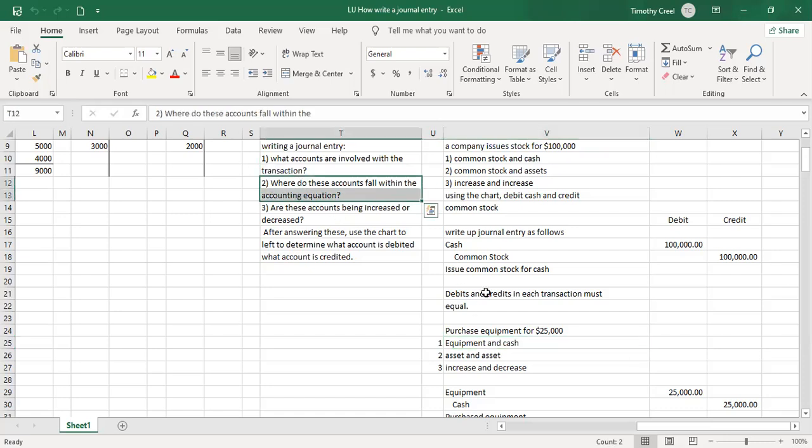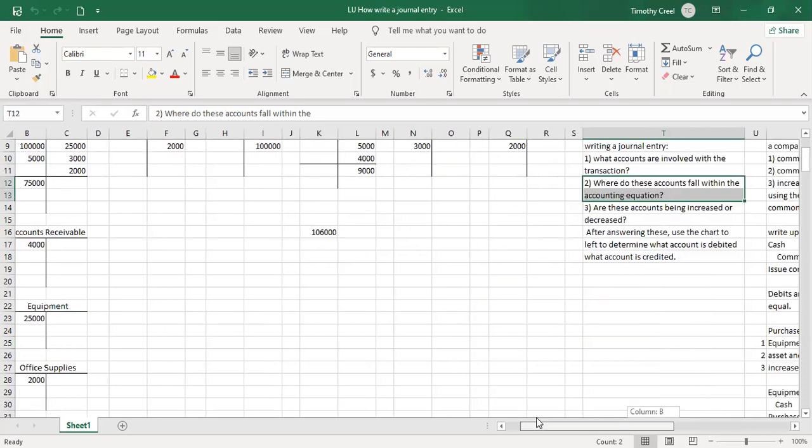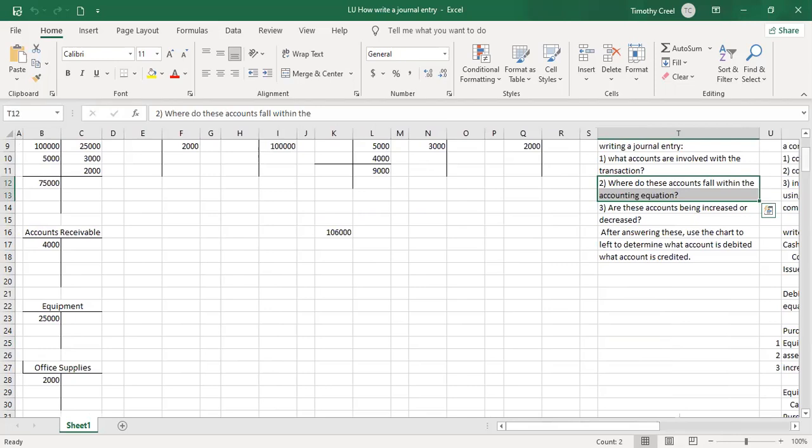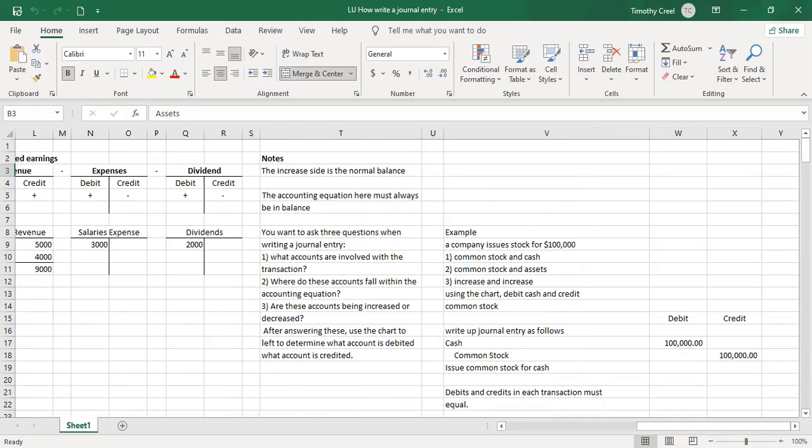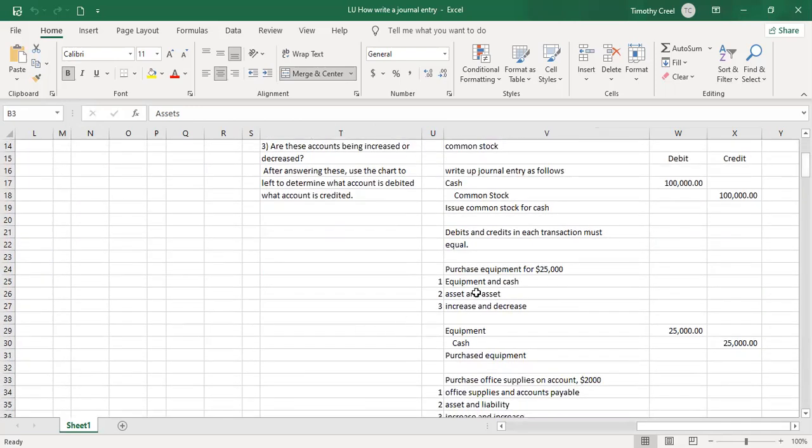Second question, where do these accounts fall within the accounting equation? So we would jump back over here. Equipment and cash are both assets. So we know that both of them are assets. Many transactions you'll find are transactions where a company simply trades one asset for another. They trade cash and they get something. And so you see a lot of transactions that are like that, this being one.